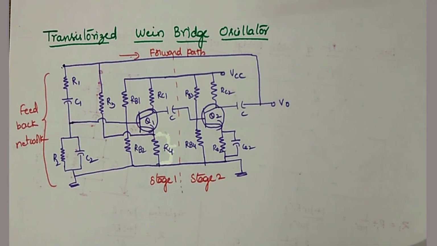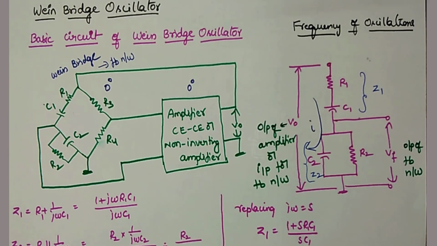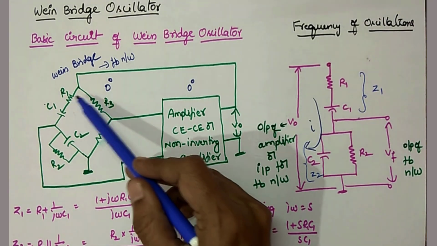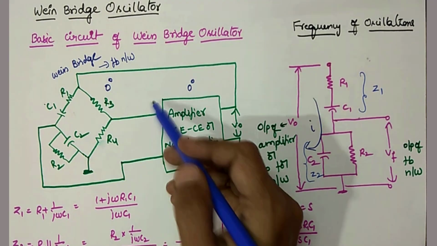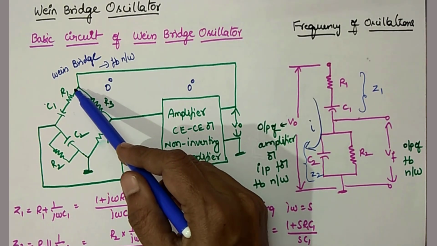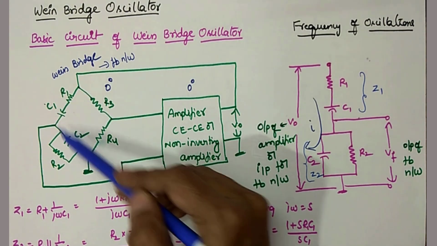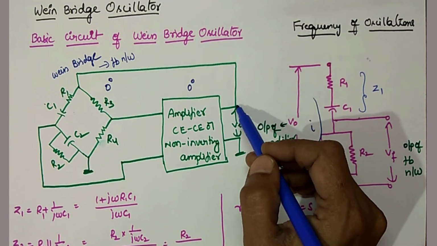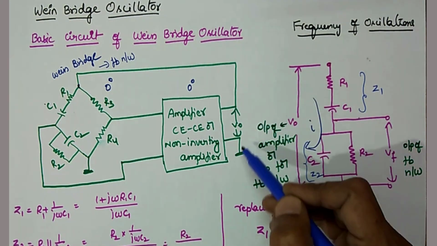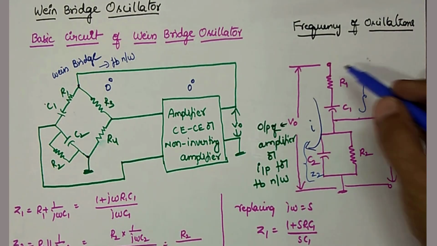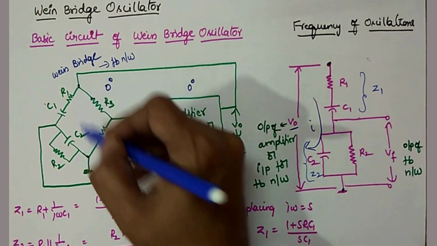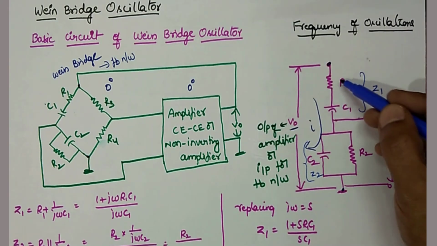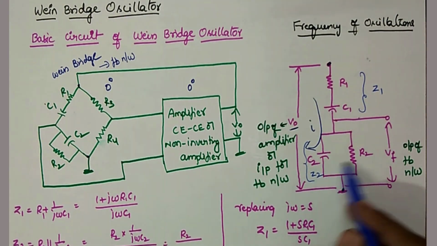Derive the frequency of oscillations of the Wein bridge oscillator. The frequency of oscillations is decided by the feedback network. Now coming to the feedback network part, these R3 and R4 are used to make the bridge balanced. Actually, the feedback part is this combination. If you see the circuit, the output is connected between this point and this, as this is ground. Between these 2 points, you have the R1 C1 series combination and the R2 C2 parallel combination.